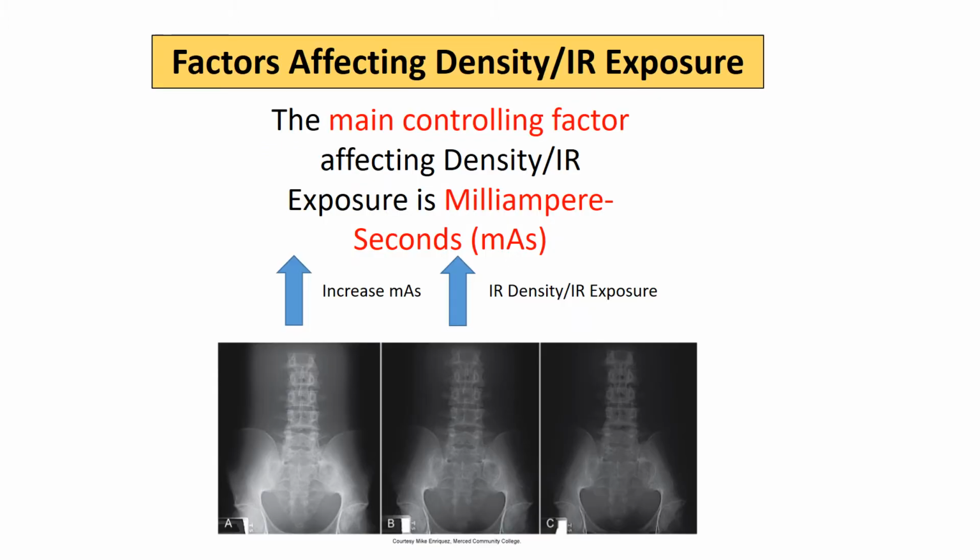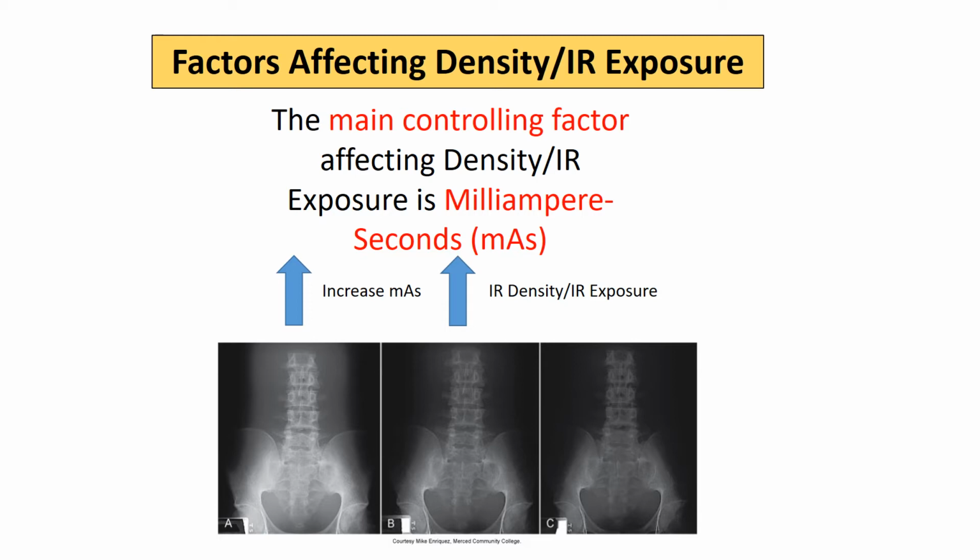There's a main controlling factor when we talk about density or IR exposure, and that main controlling factor is milliampere seconds, or mass. If we increase the mass, what does that really mean? It means that we're creating more photons, and because there's more of them, they can reach the detector and increase the amount of exposure.